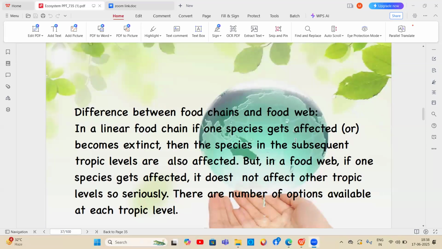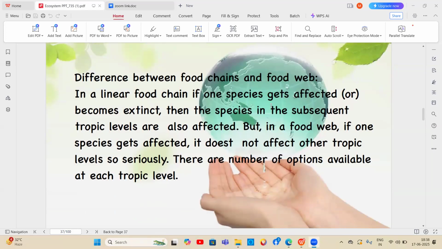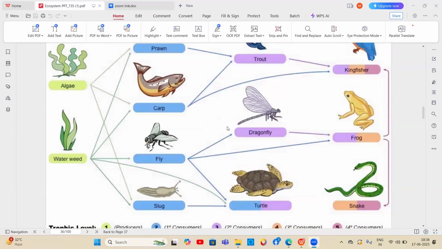So, the difference between food chains and food webs. In a linear food chain, if one species gets affected or becomes extinct, then the species in the subsequent trophic levels are also affected. In the absence of that species, the other trophic levels are also affected. But in a food web, if one species gets affected, it does not affect other trophic levels. In the absence of that organism, the next level can depend on another one. So there are a number of options available at each trophic level.